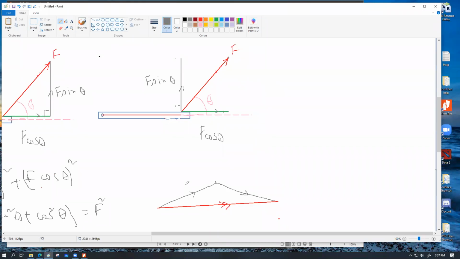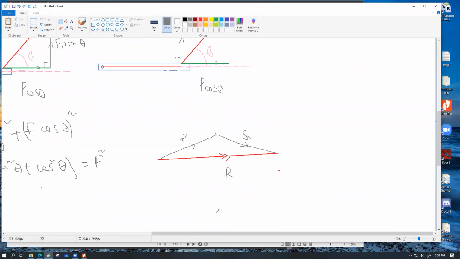Let's say if I name these vectors over here, I'm going to name this vector as P, this is labeled as capital Q, and let's say this is labeled as R. This would essentially mean that for this triangle to work out, vector P plus vector Q should be equal to vector R.